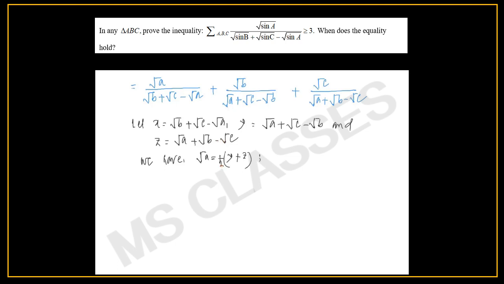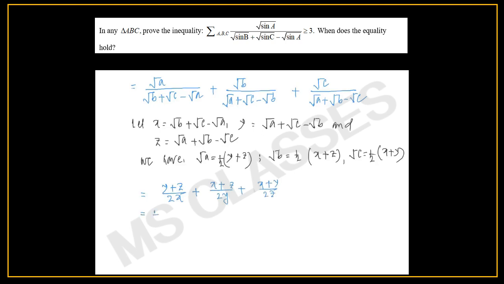Similarly, to get root b, we can write here half of x plus z, and root c will be half of x plus y. Now we substitute these values in the above expression. Then we get it as y plus z by 2x plus x plus z by 2y plus x plus y by 2z.